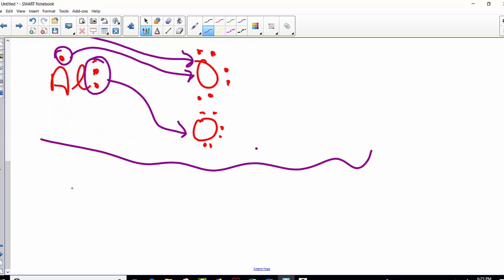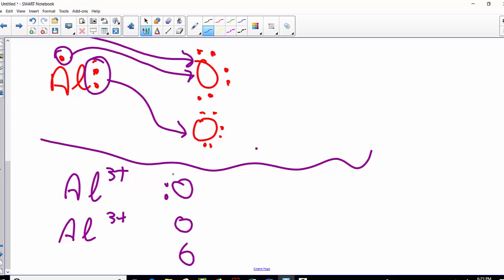Let me write this out clearer. I have 2 aluminum 3 pluses. And I have 3 filled shell oxygens. These guys are all 2 minus. So look, I have 6 positives total and 6 negatives total. So again, it's neutral. And that's exactly what I want.